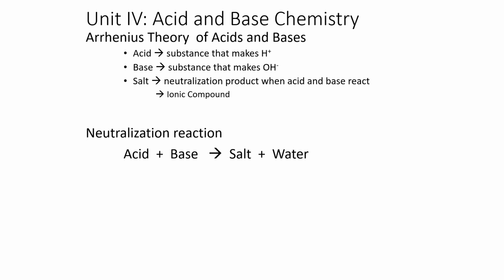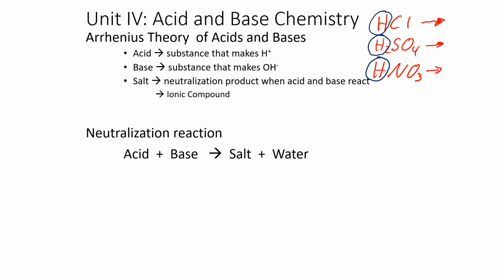Examples of acids would be HCl, H2SO4, HNO3. These are all acids. They not only contain hydrogens, but these hydrogens are also able to dissociate when placed in water to make H plus, and that H plus part is the acid part, and then it makes some Cl minus.